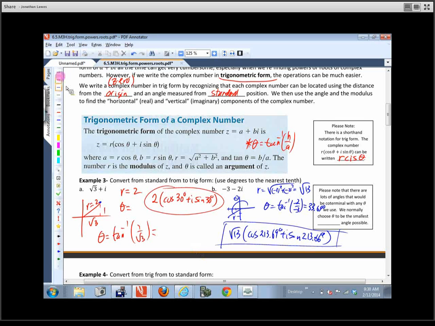Okay, couple quick things to note on the first page. Please note that there are a lot of angles that would be coterminal with any angle theta that we wanted to use. So there are a whole bunch of angles that I could use here. I could use the angle that we used, 213.69. I could figure out a negative angle that would work. I could go 213.69 and then add 360. We usually use the smallest positive angle we can. Okay?